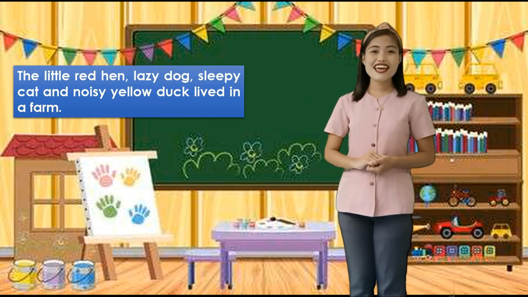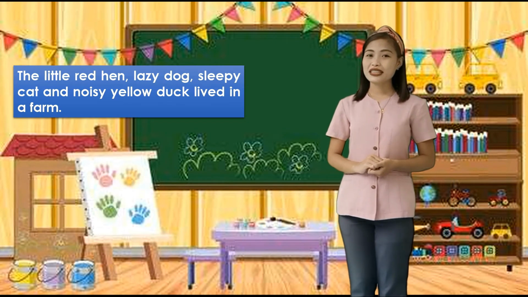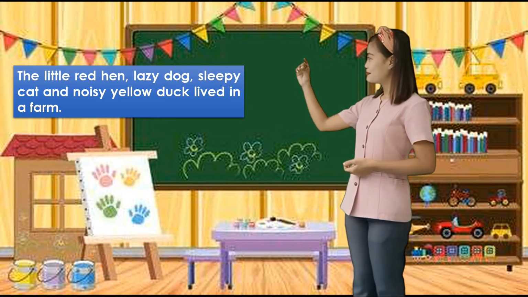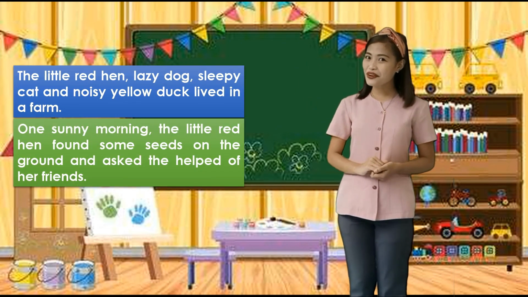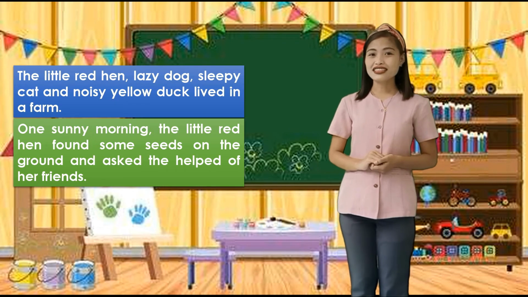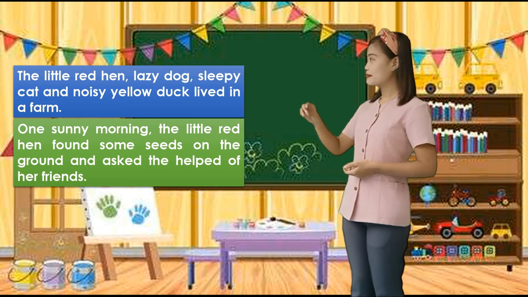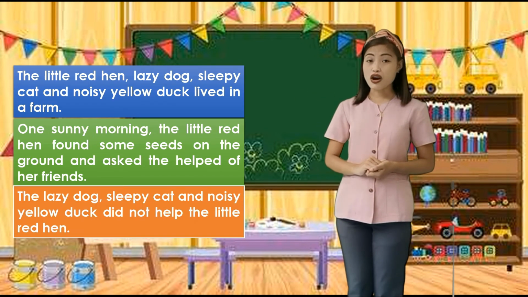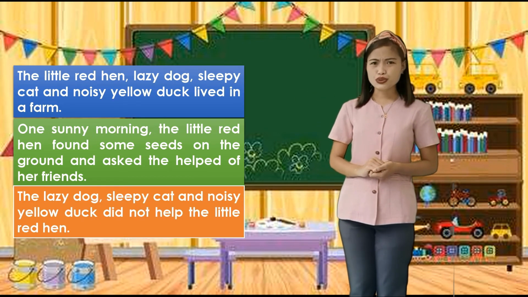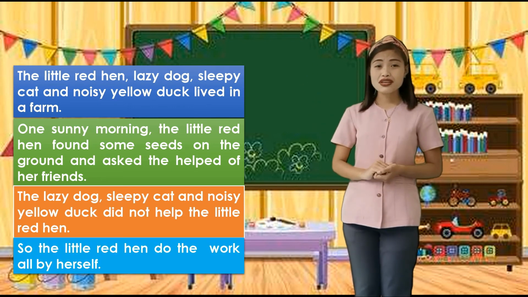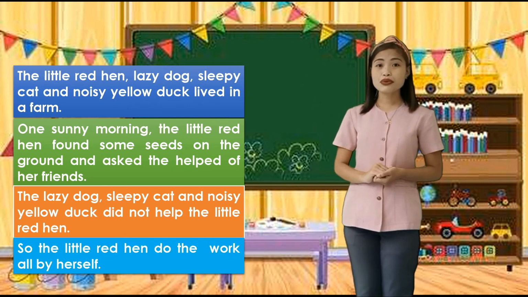The little red hen, lazy dog, sleepy cat, and noisy yellow duck lived in the park. One sunny morning, the little red hen found some seeds on the ground and asked the help of her friends. The lazy dog, sleepy cat, and noisy yellow duck did not help the little red hen. So, the little red hen did the work all by herself.